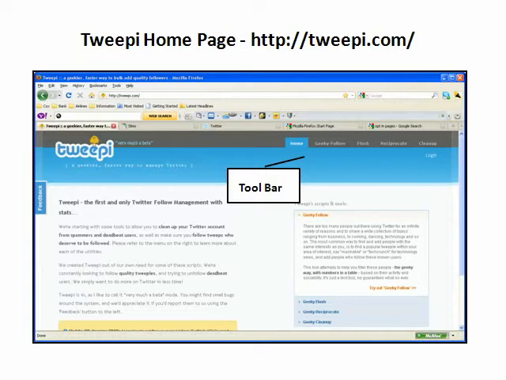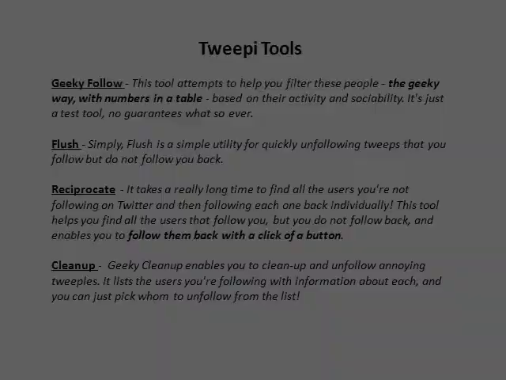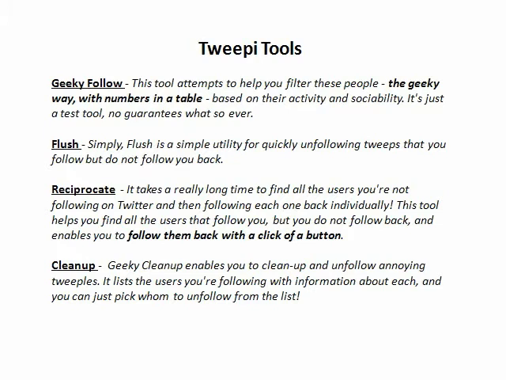When you arrive there, you're going to see a toolbar at the top right hand side, and it's going to say Home, Geeky Follow, Flush, Reciprocate, and Cleanup. We'll discuss those tools and their functions in the next slide. Geeky Follow, this tool attempts to help you filter these people based on their activity and sociability. However, it's just a test tool. There's no guarantees with it whatsoever.